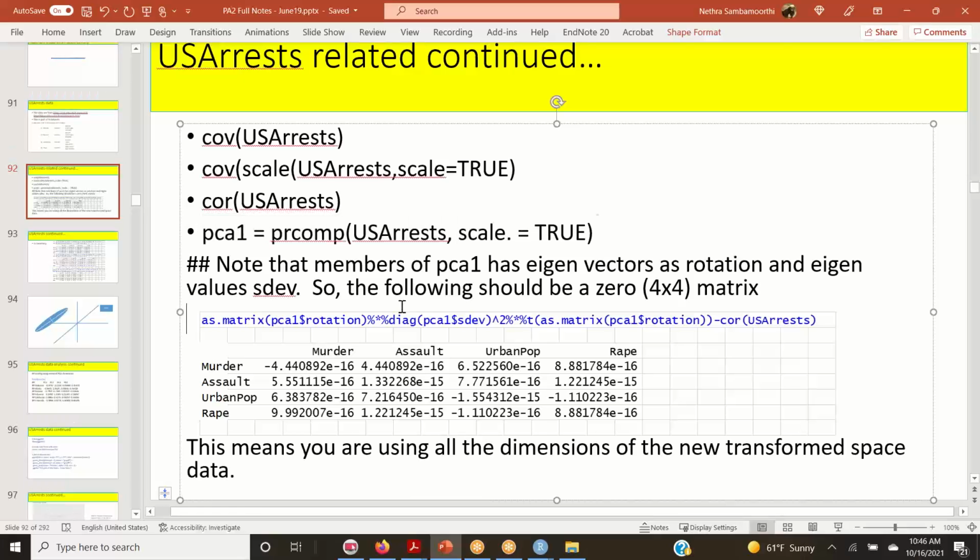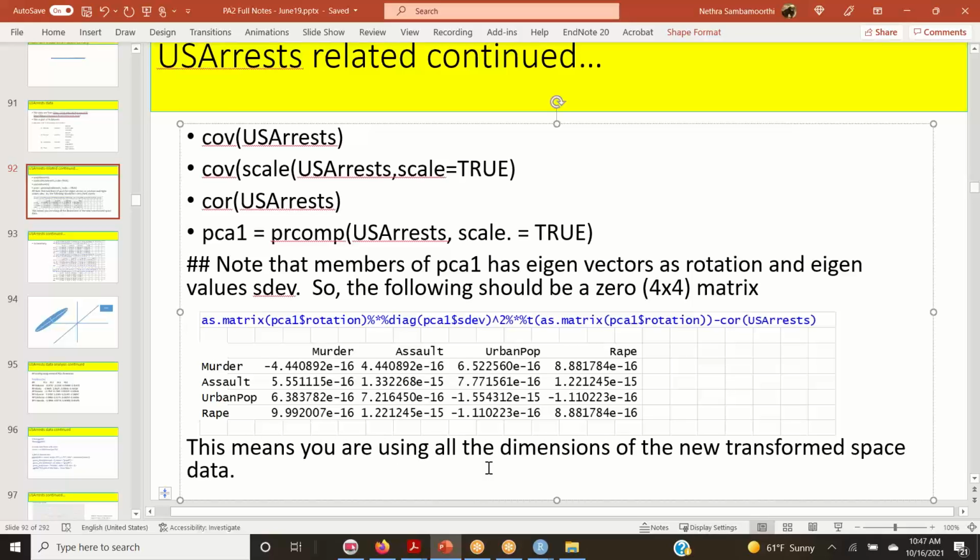And then I am doing the same thing. You remember this one? As matrix, rotation, multiplication, diagonal, of sdev. It is giving sdev squared, that's why it is squared. Are you with me? Both of you understand why I put the square here? And then minus the correlation, it should become 0. That's exactly what I'm showing here again, right?